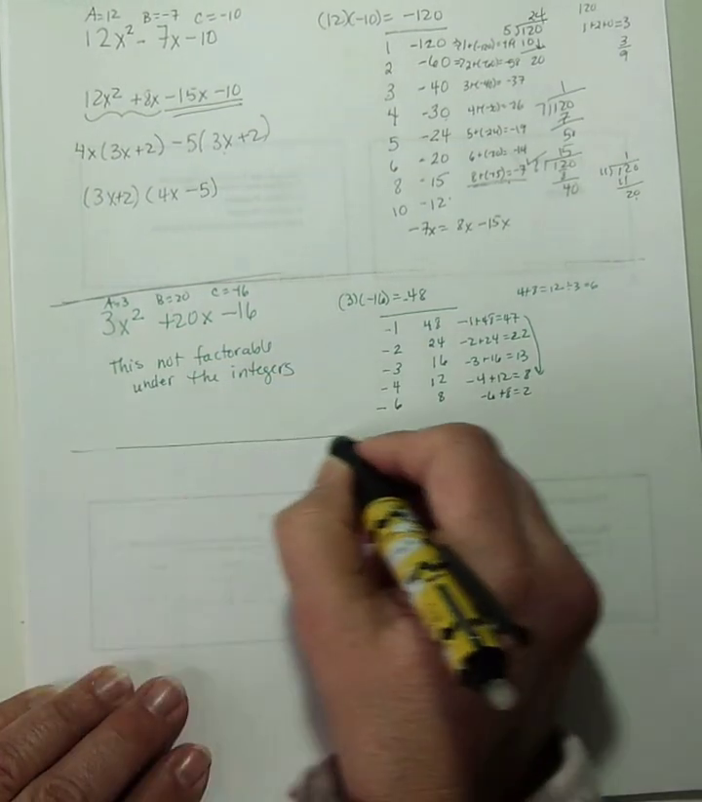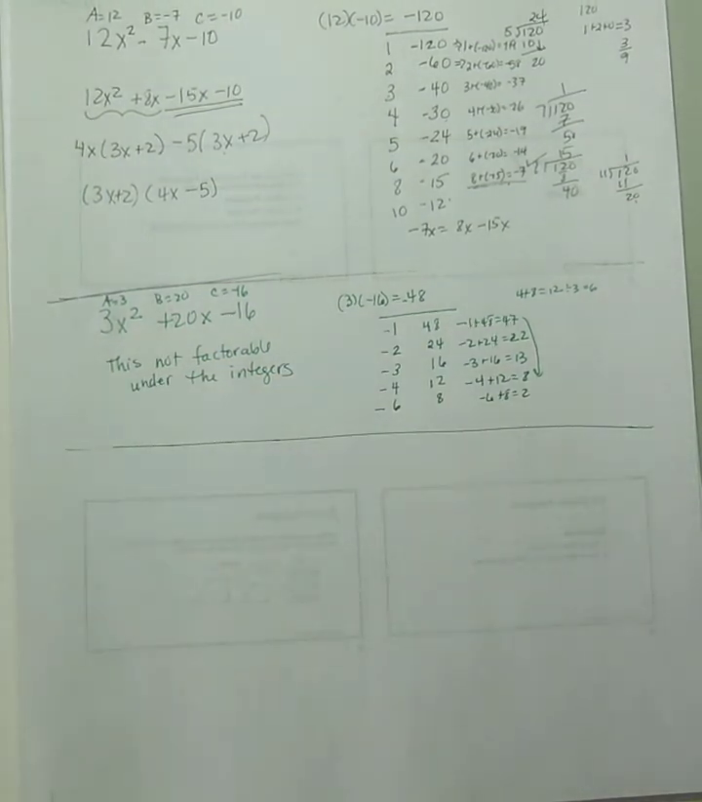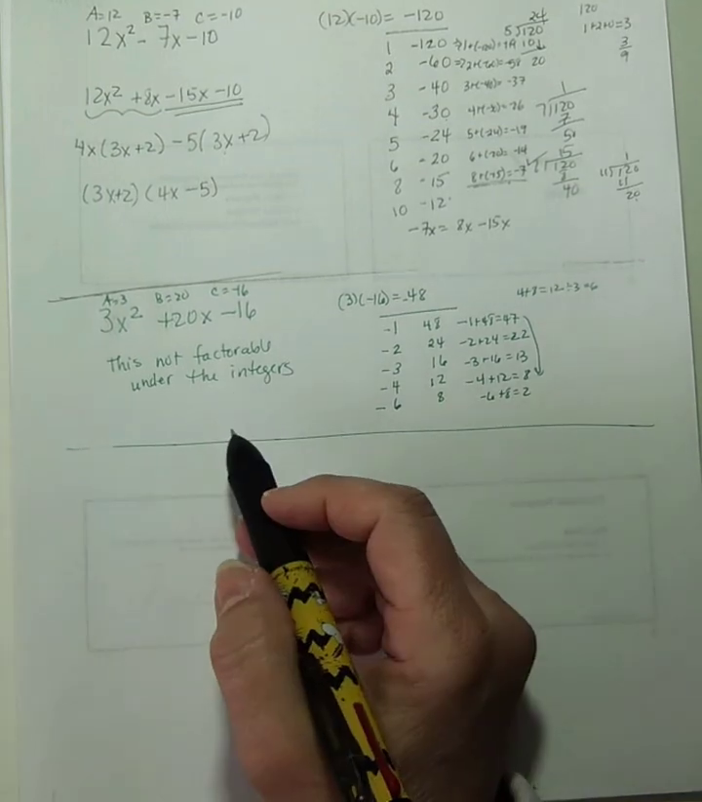And if I was told that we wanted to see factors under the integers, I'd have to stop there. However, it's not unfactorable. We could use something called the quadratic equation, which we'll learn later. We're just learning how to factor under the integers right now. So this wouldn't be factorable.